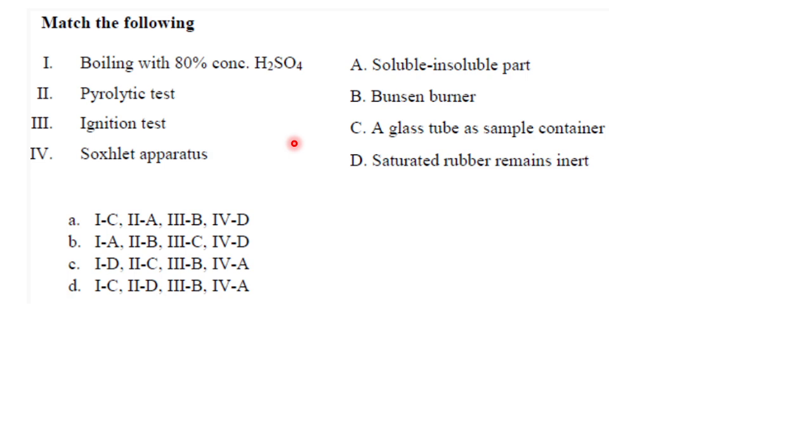I have shown that in case of natural rubber, it is decomposed when it is boiled in 80% concentrated H2SO4. Why is it decomposed? Because of unsaturation. So that one must be D, because if it is saturated rubber, D. So if one is D, then C will be the right answer. Let's see. Yes, the right answer is C, because in case of unsaturation, it decomposes when it is boiled with concentrated H2SO4.